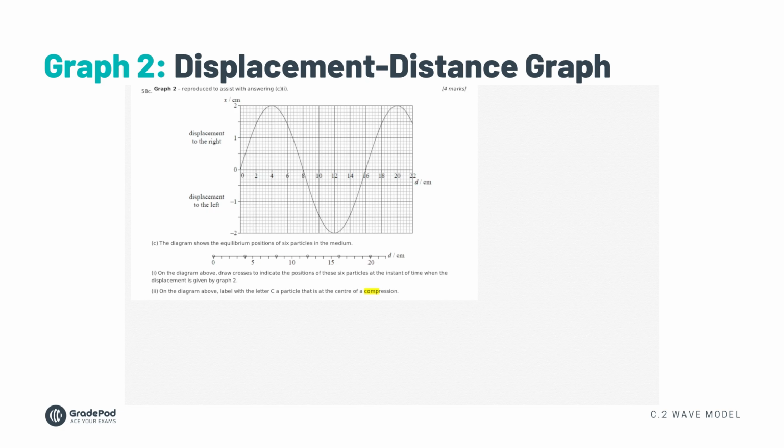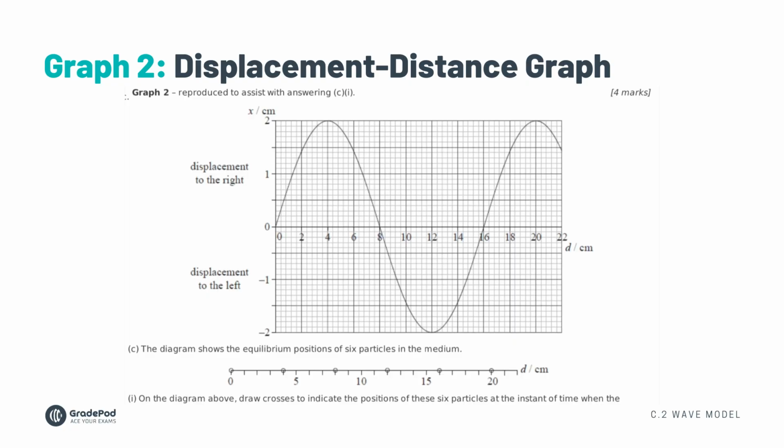It says the diagram shows equilibrium positions of 6 particles in the medium. So there are 6 particles in this medium, and they sit at 0 centimetres, 4 centimetres, 8 centimetres, 12 centimetres, 16 and 20. They're all 4 centimetres apart. On the diagram above, draw crosses to indicate the positions of these 6 particles at the instant of time when the displacement is given by graph 2.